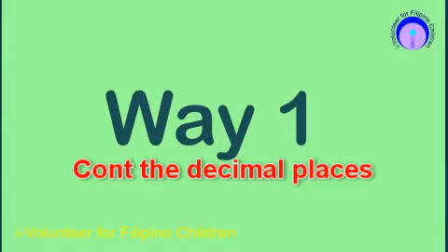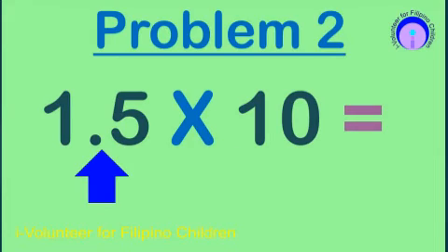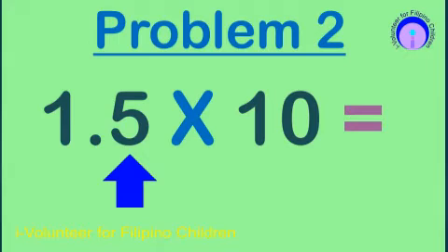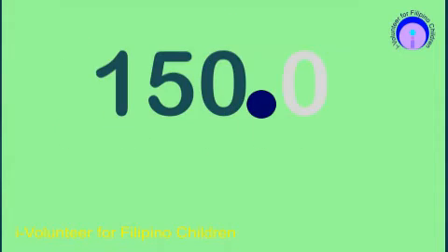step 3. All you have to do is to count the decimal places. From here, we have to count 1. There is only one decimal place. Remember this number, kids, because this will be used on the next step. The next step is moving the decimal point to the left.